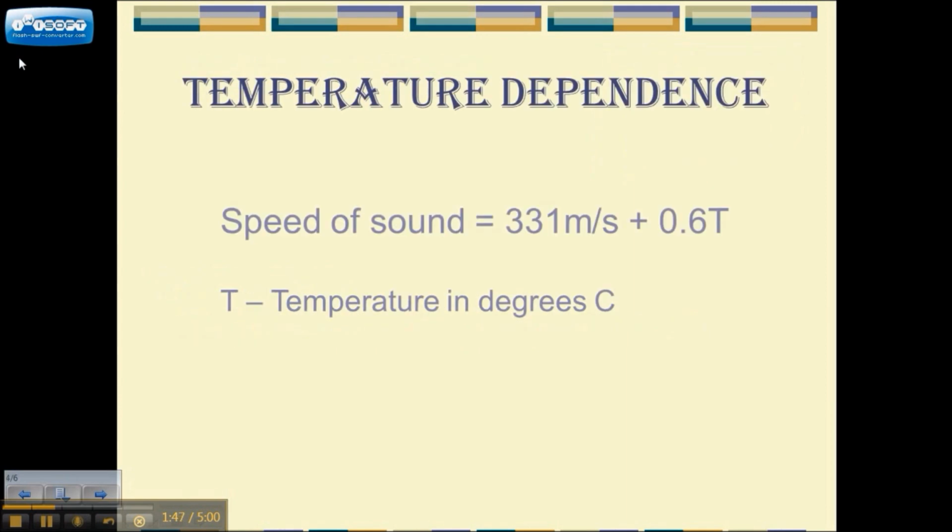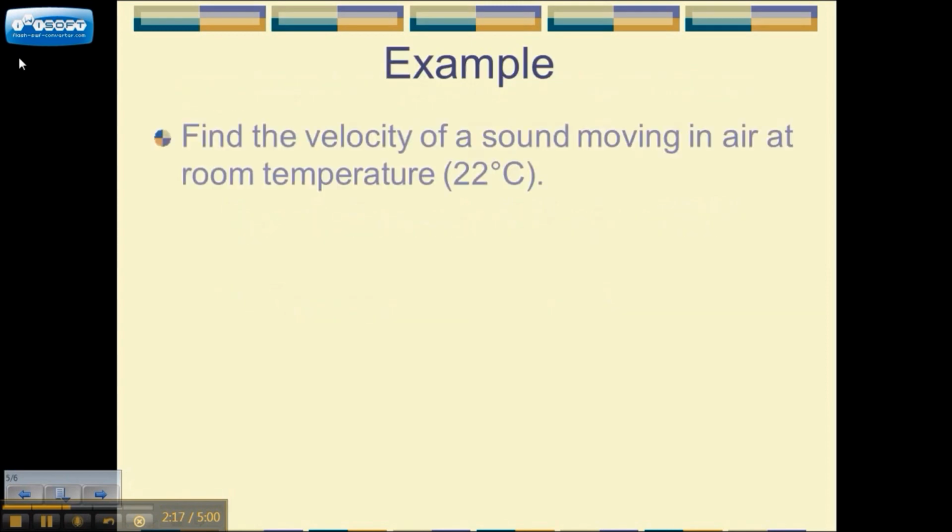So first is temperature. There's actually a special equation in order to determine the temperature dependence of the speed of sound. And that's that the speed is equal to 331 meters per second plus 0.6 times capital T. Here, capital T is temperature, specifically in degrees Celsius. So it's the temperature dependence. So let's use this equation.